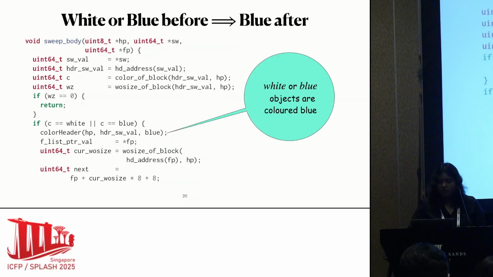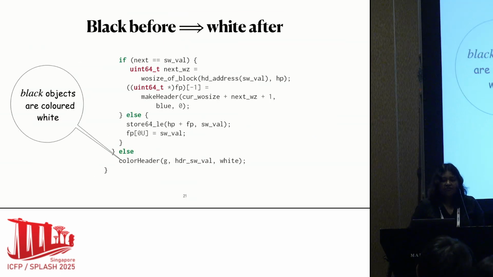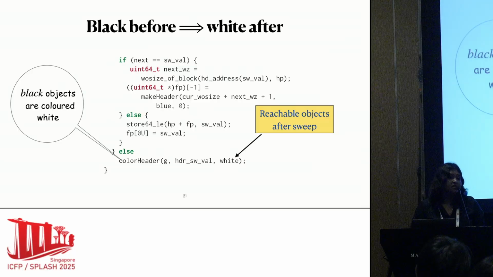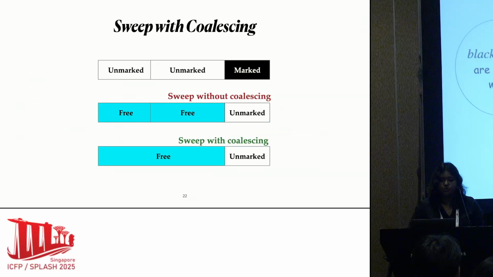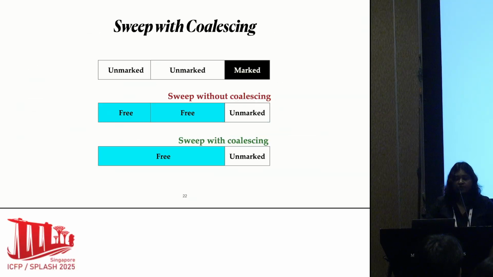Okay, now what sweep does is it scans from the lower address of the heap to the higher address, and during its way, when it encounters a white or blue object, it will convert it to a blue object. Similarly, when it encounters a black object, it will convert it to a white object. And we need to understand that those black objects are exactly the reachable objects, which are converted to white by sweep. Okay? And we need to understand one more thing.